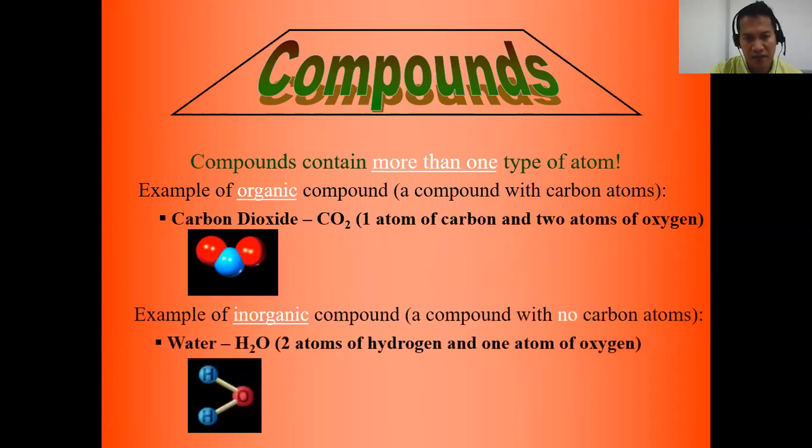Another example is inorganic compounds. Okay, a compound with no carbon atom. For example, H2O, water. Again, another compound that is importantly needed by the plants to produce their own food. So H2O, that means there are 2 moles of hydrogen and oxygen. Okay, so they react to form water. That's compounds. Okay, can you name other compounds too?